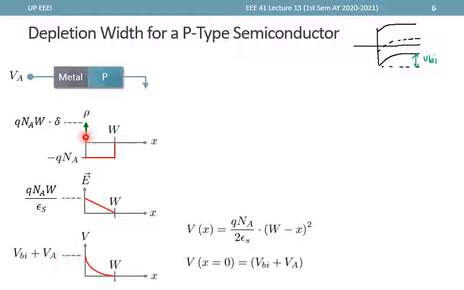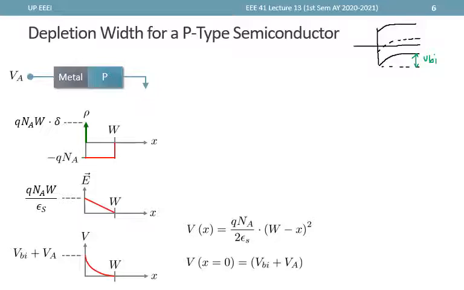Now, performing the integrals, we will end up with a similar equation, although this time there is no negative sign since we started with a flipped charge density. Now we'll apply the boundary conditions that the voltage at x equals W is 0, and that the voltage at x equals 0 must be equal to VBI plus VA.